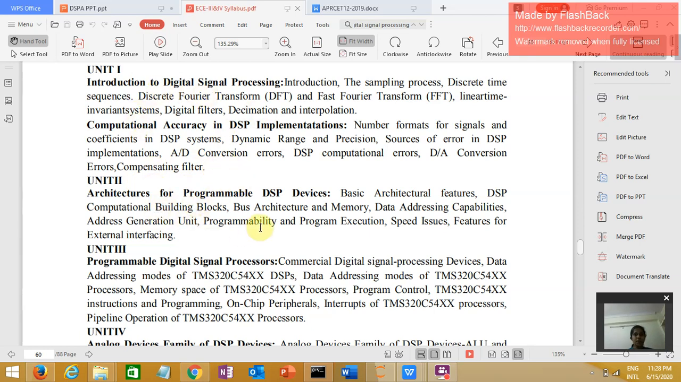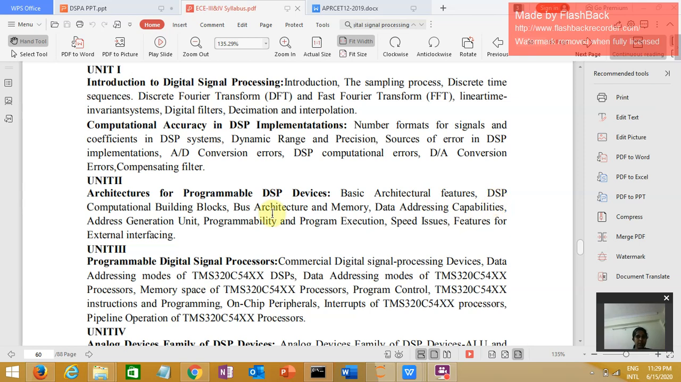Coming to unit 2, here we are going to discuss the major architectural features of these DSP devices. First of all, we are going to discuss basic architectural features, the features related to DSP operations like arithmetic operations, MAC, simple MAC unit, ALU, bus architecture and memory. The operations such as signal scaling, logical operations, arithmetic operations and MAC operations, all these we are going to discuss here in basic architectural features.